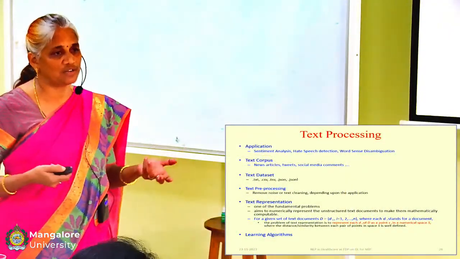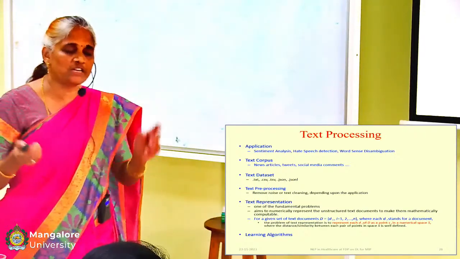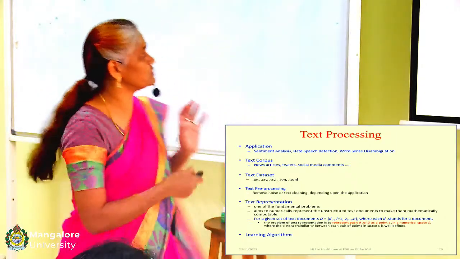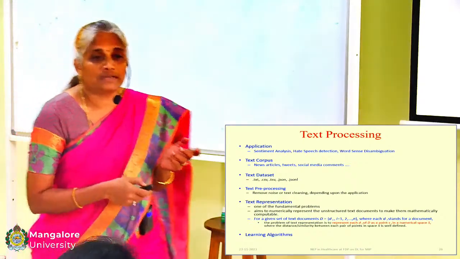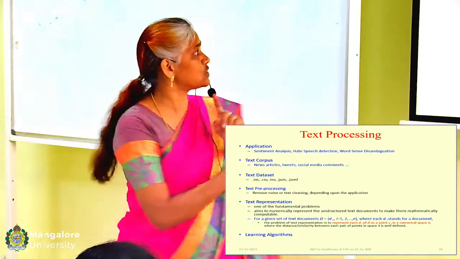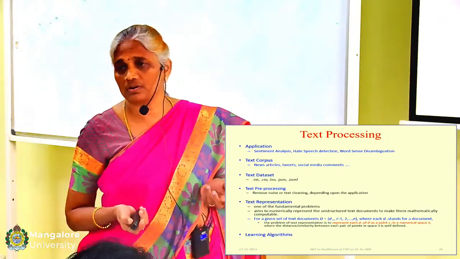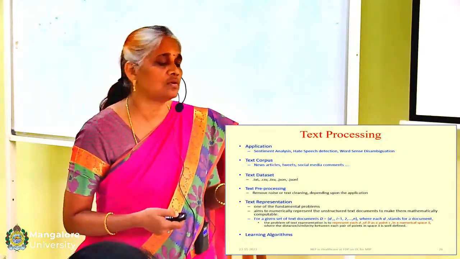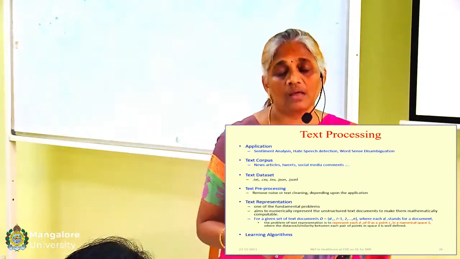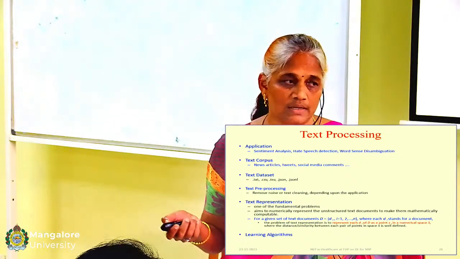There should be a motive, right? There should be an objective. Without motive, without objective, we don't do anything. The objective may be the silliest of the silliest, but still there should be a motive, there should be an objective, right? Where do we get the data? First we have to get the data, that is the corpus. There is no dearth of text data. We have news articles, tweets, social media comments, digital libraries, email. The Enron dataset is there for email. Then so many datasets are there, right?